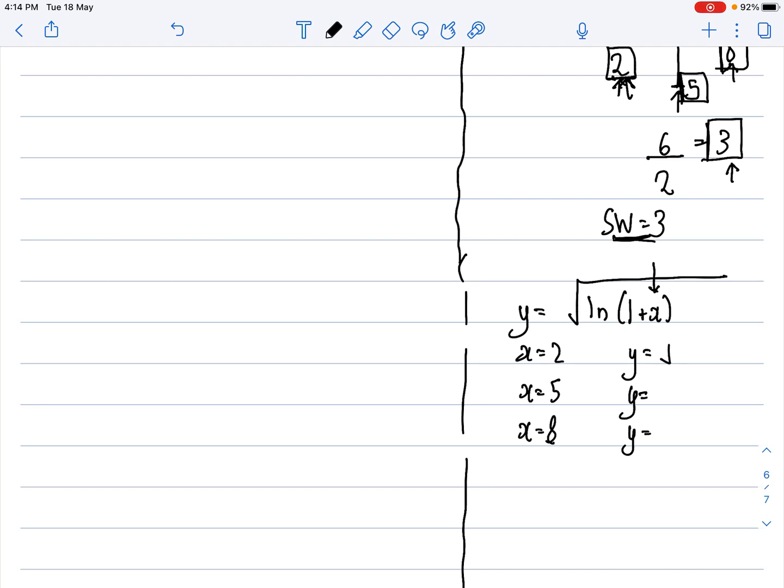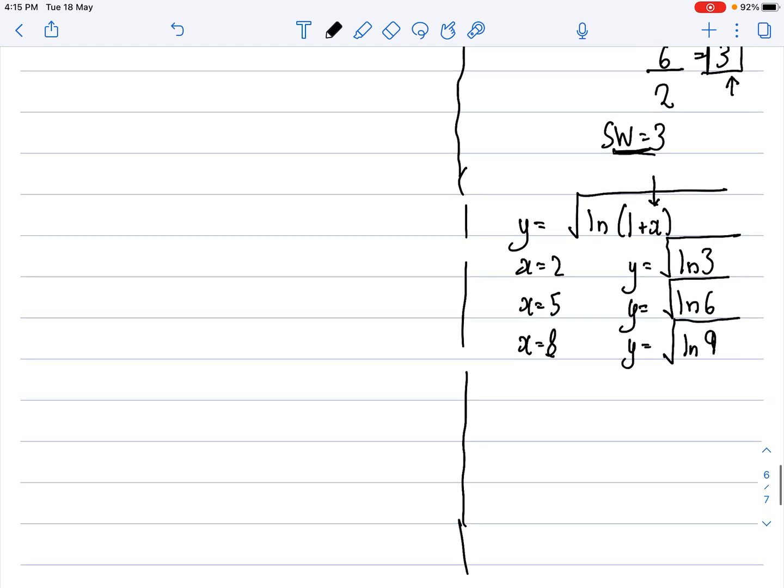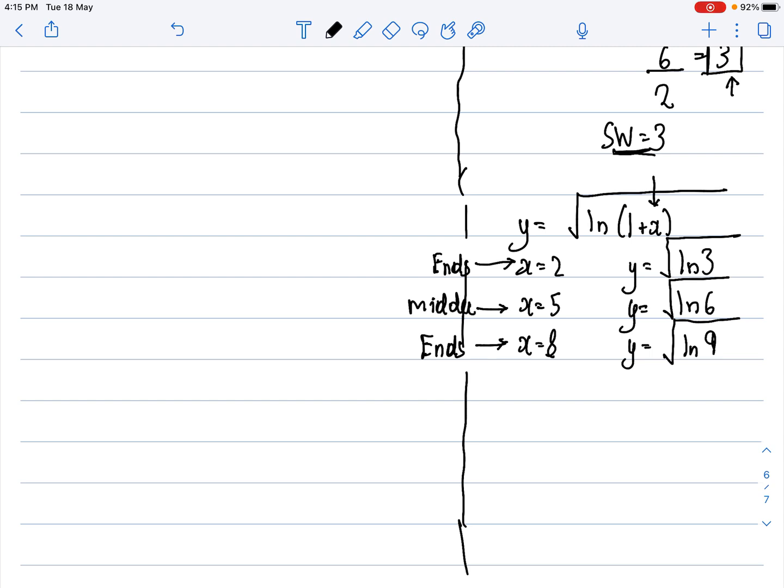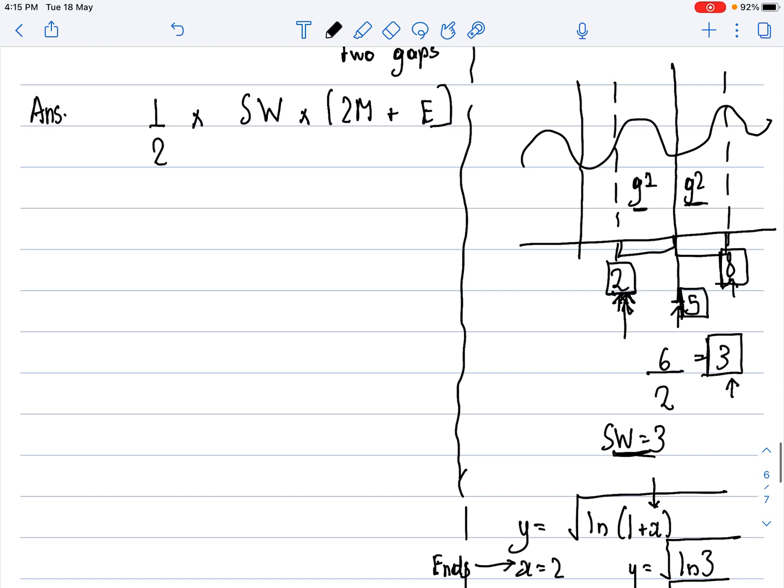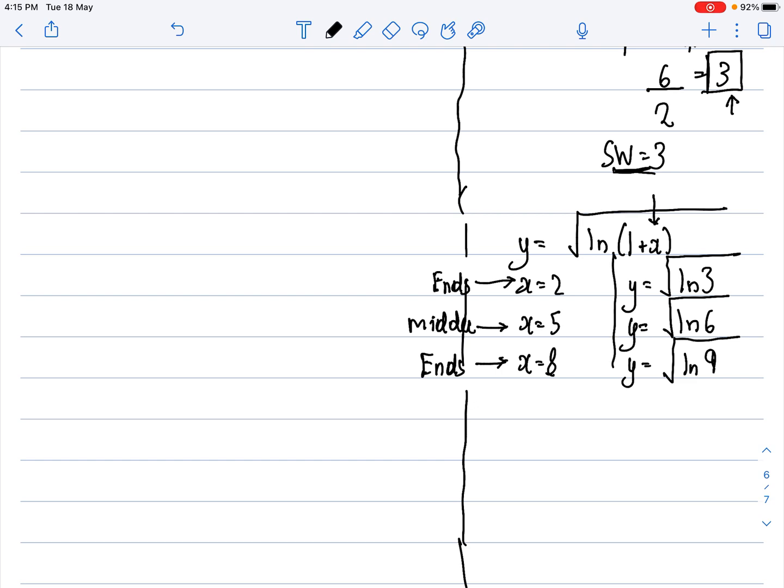So when I do this, I basically get root of ln(1 plus 2), which gives me 3, root of ln 3, correct? Here I get root of ln(5 plus 1), which is root of ln 6. And here basically I get root of ln 9. Correct? This is what I get. So now I need to know these are my ends. Okay? These two are my ends. And this is my middle. Because basic common sense, if my graph is from 2 to 8, 2 and 8 are my ends and 5 is the middle. So now basically we need the y values here.